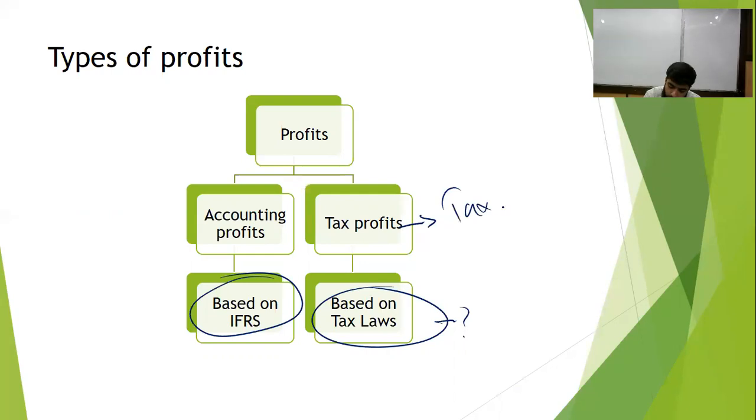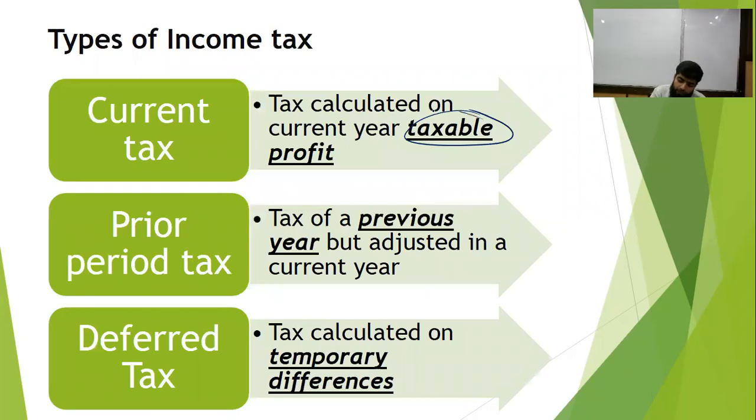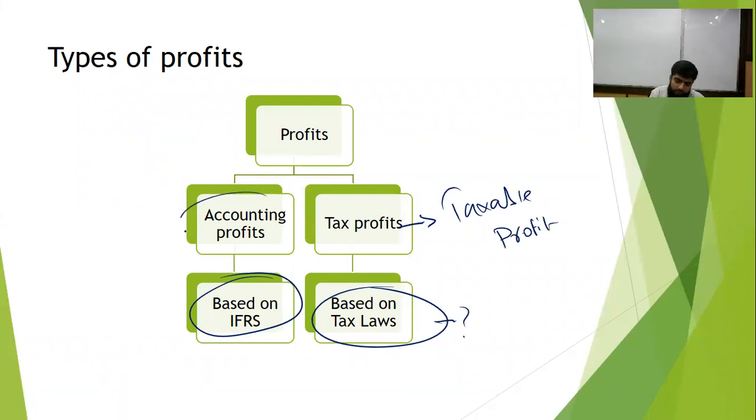Taxable profit. Now recall the previous slide, please. What I said: tax calculated on taxable profit is called current tax. It means if you are calculating the accounting profit, we are not going to apply the tax rate on that accounting profit. We'll apply the tax rate on the tax profit, or we can say the taxable profit.